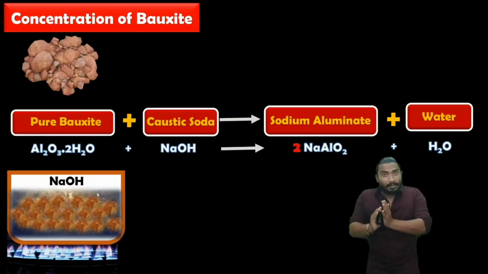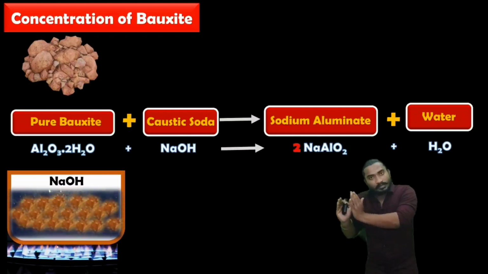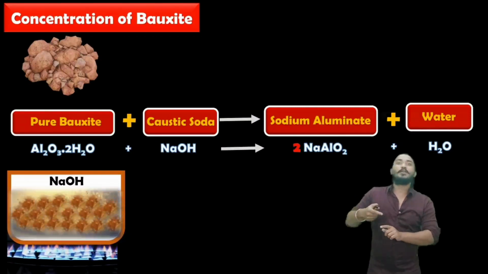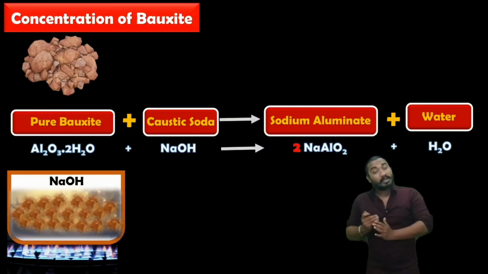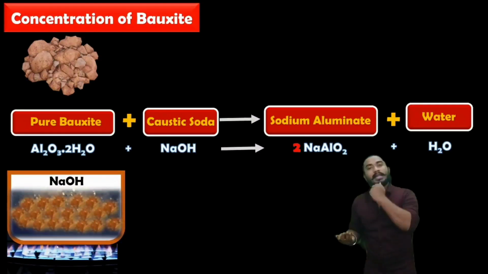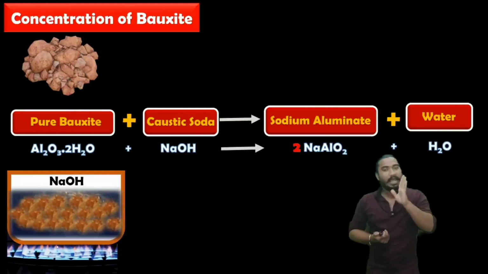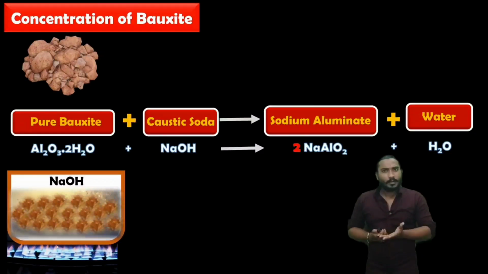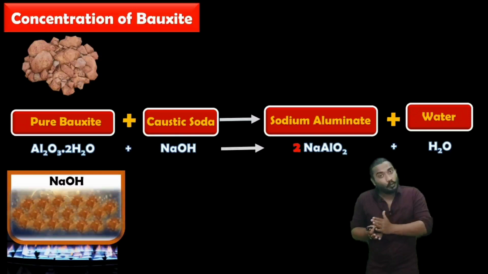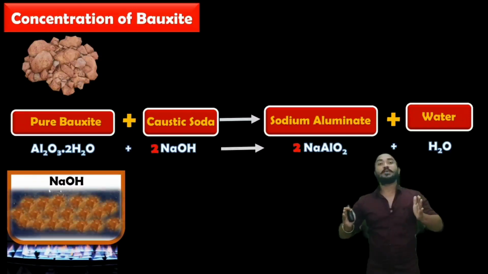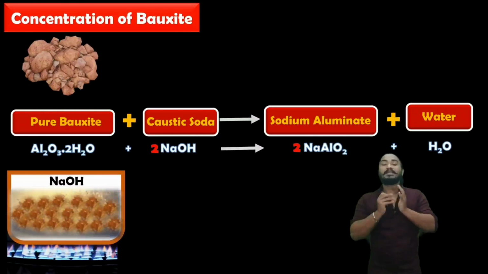Now the moment I multiply 2 with the formula sodium aluminate, the sodium got affected. Now the right hand side has 2 atoms of sodium, but the left hand side has only 1 atom of sodium. Now what will we do? We will multiply 2 on the left hand side. So now in this equation you can see even sodium is balanced.